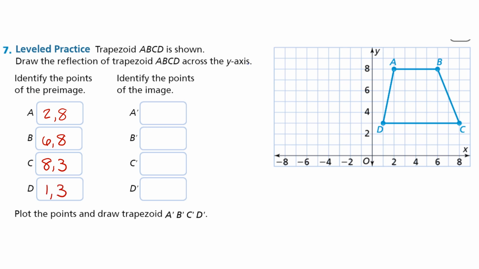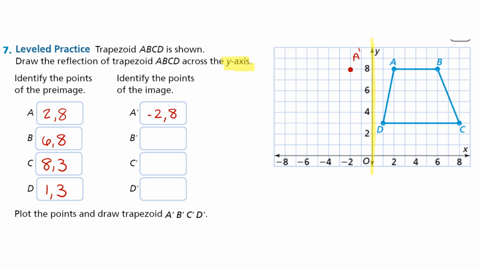If we go across the y-axis as our line of reflection, the y-axis being the vertical line, we would take our point A. We can see that it is 2 squares away from the y-axis, so we would go 2 squares across the y-axis, labeling that point A prime and listing it as (-2, 8).